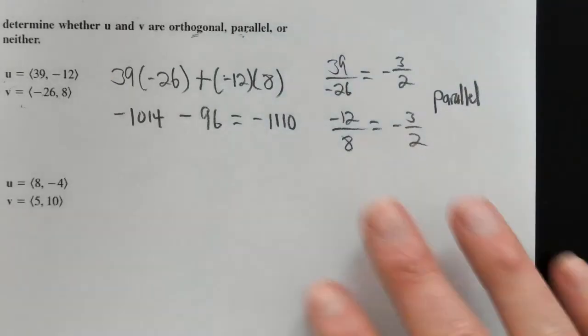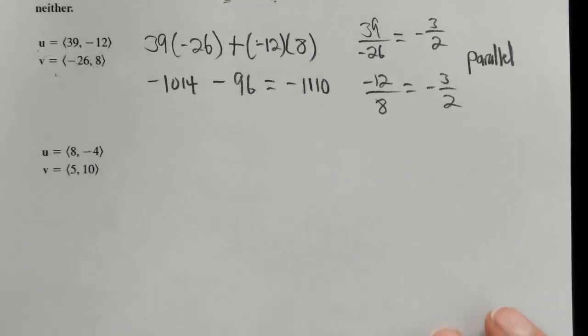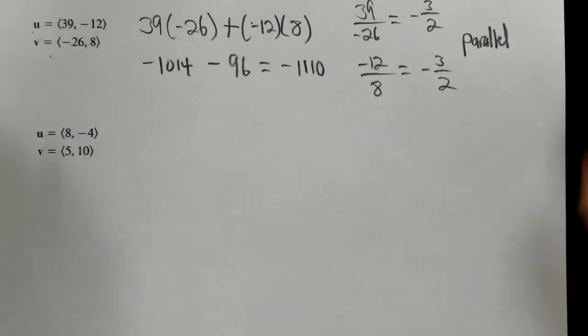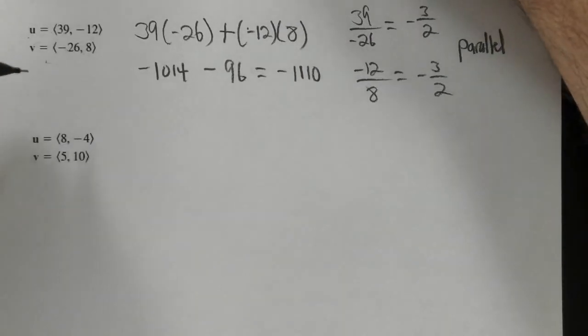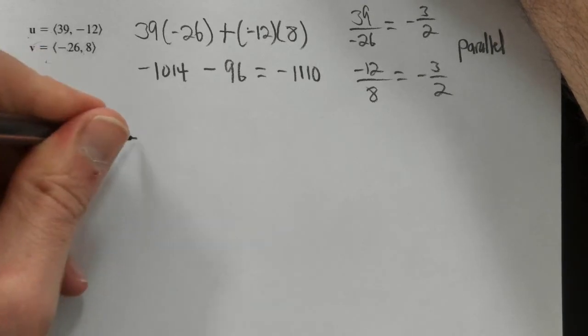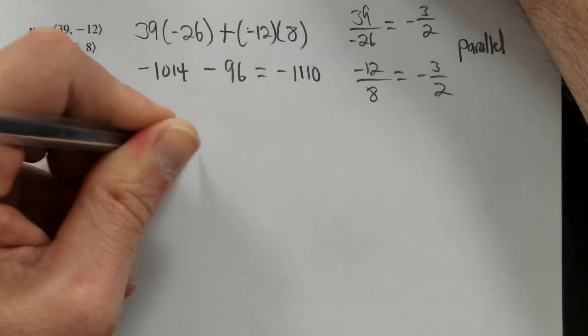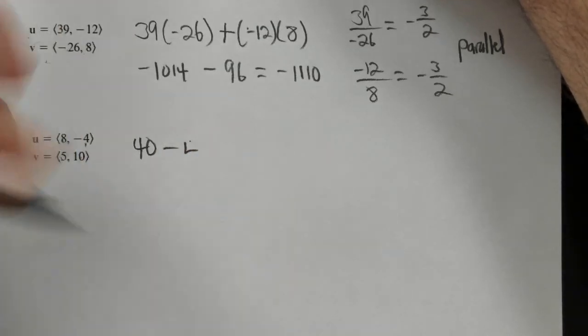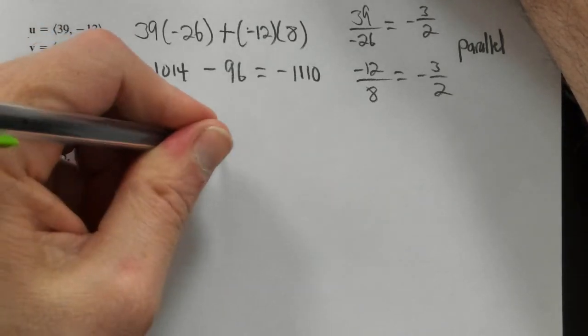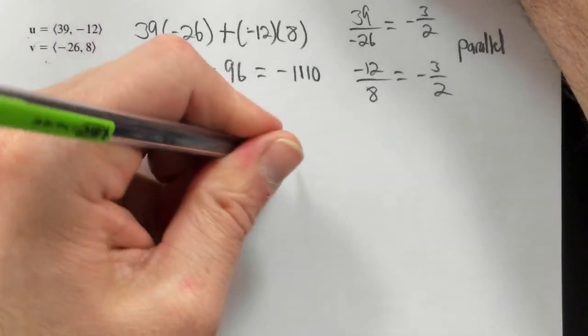All right. What about these two? Let's see if the dot product is 0. Here, 8 times 5 is 40, minus 40, equals 0. So the answer is orthogonal.